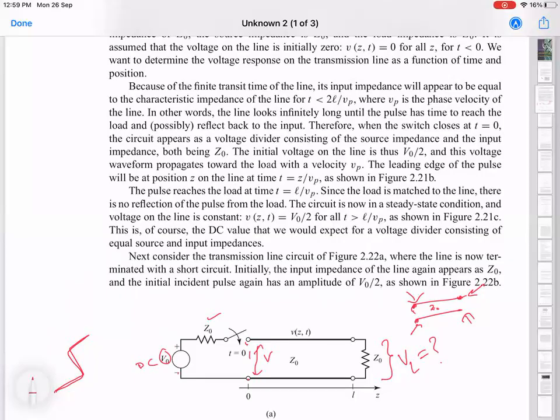When closing the switch, the voltage drop after the Z naught will appear at that point. That will be equal to E naught. That voltage will drop after that resistor.